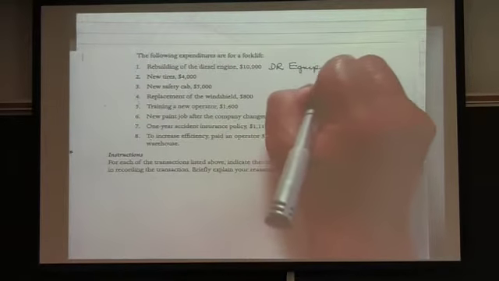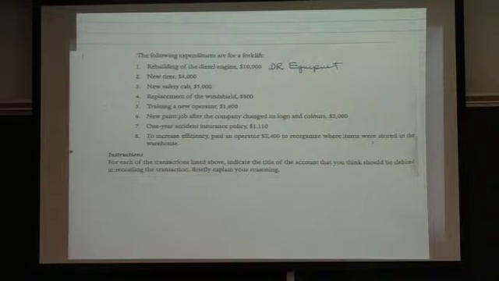That's the first one. Now, new tires, $4,000. Does this new tire make the equipment more productive? Does it extend its useful life? In fact, having new tires would make the equipment work the way it should work. Without tires, you can't really use the forklift, so the asset's not usable. Adding new tires just means that the asset is operating the way it's supposed to.